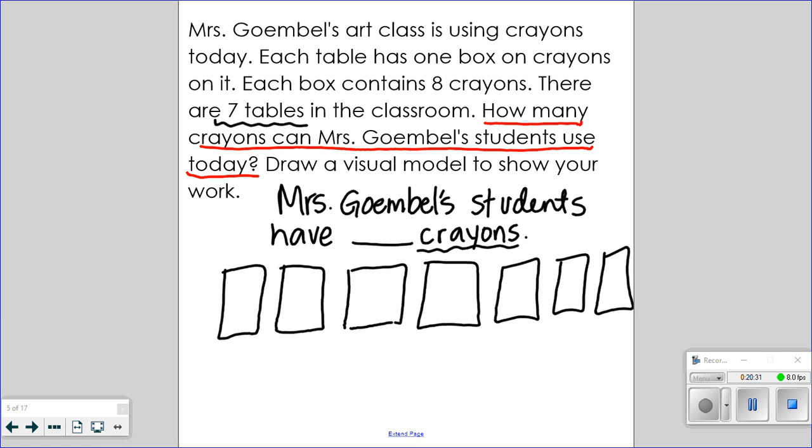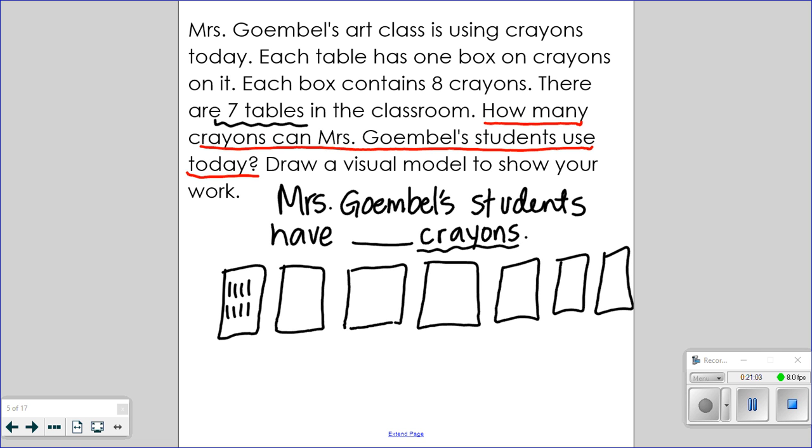Look in the problem. I'm going to read it again. Think. How many crayons? Ready? Each table has 1 box of crayons on it. Each box contains 8 crayons. So Cole, how many crayons are on each table? 8. I can draw 8 lines. 1, 2, 3, 4, 5, 6, 7, 8. Those look like crayons. All right, we're ready.